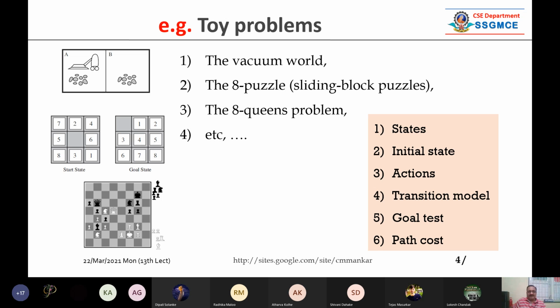So anyway, these are toy examples, like chess and the 8 puzzle. The 8 puzzle means a 3 by 3 matrix with 8 tiles, some numbers are there. We have to arrange them in ascending or descending order. That is called the 8 puzzle problem. The 8 queen problem is also there.